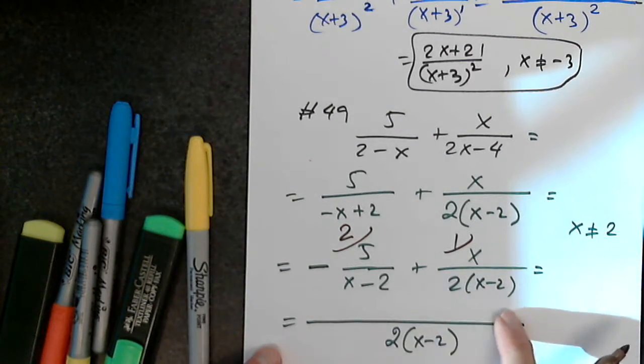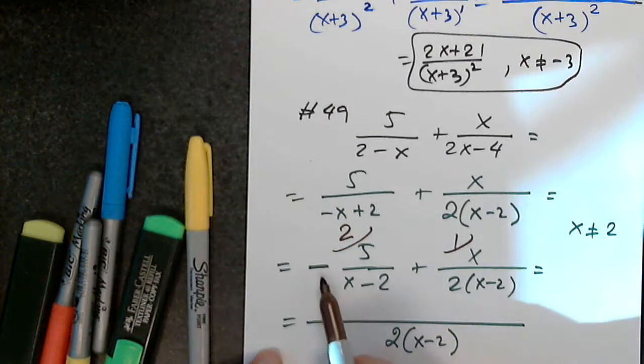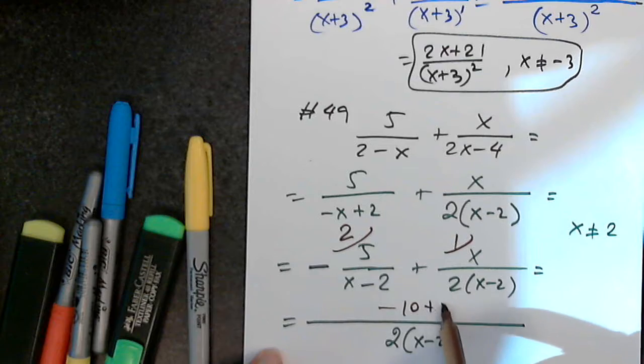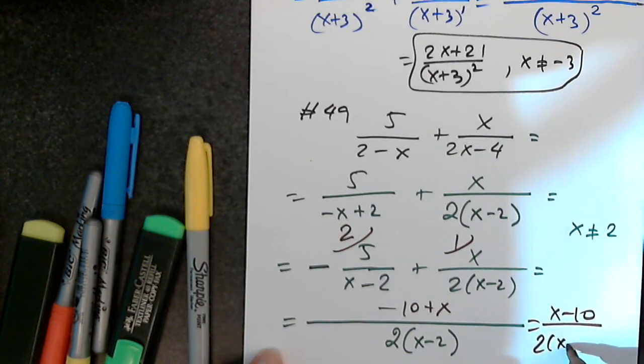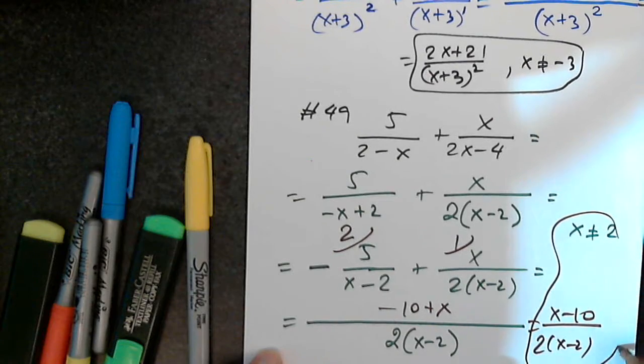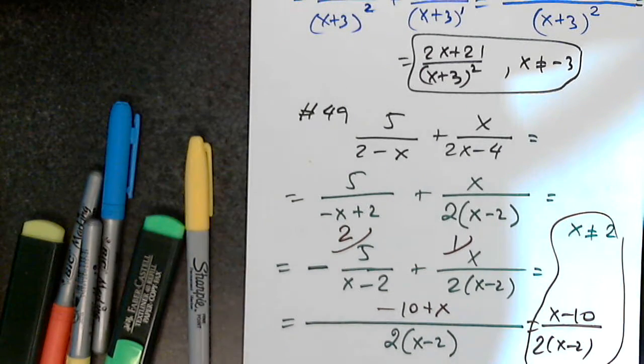Now can anyone dictate the numerator? Very good. It's x minus 10 over 2 times x minus 2. That's the simplified form. Very good.